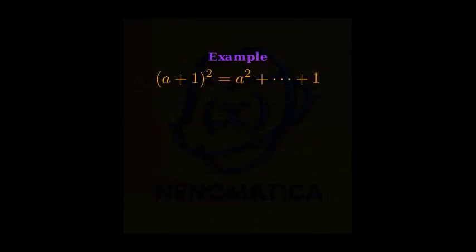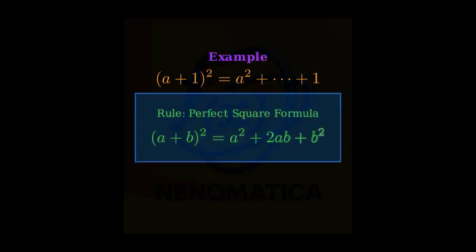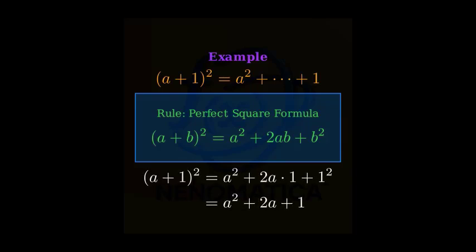We want to expand the expression (a + 1)². To expand this expression, we need to use the perfect square formula. The perfect square formula states that (a + b)² equals a² + 2ab + b². Now, let's apply this formula to our example. In (a + 1)², we can identify that a is equal to a and b is equal to 1. Substituting these values into our formula, we get a² + 2 times a times 1 + 1².